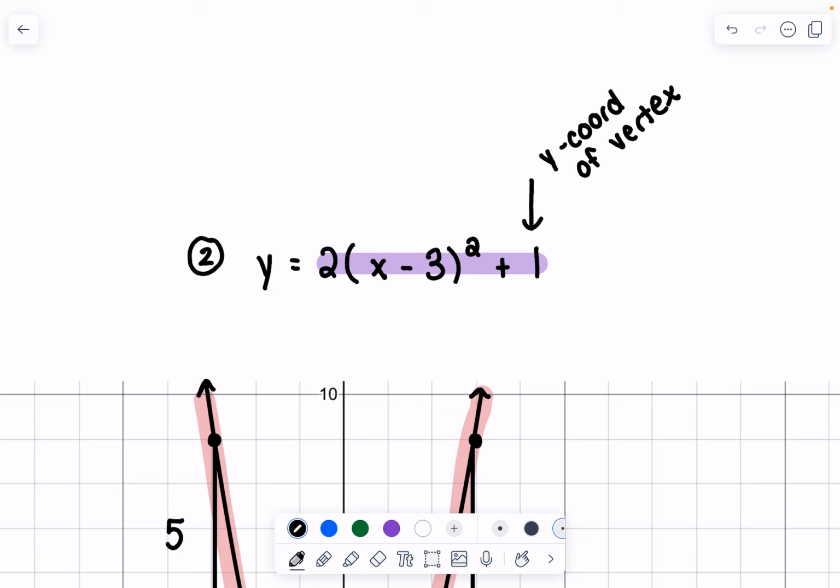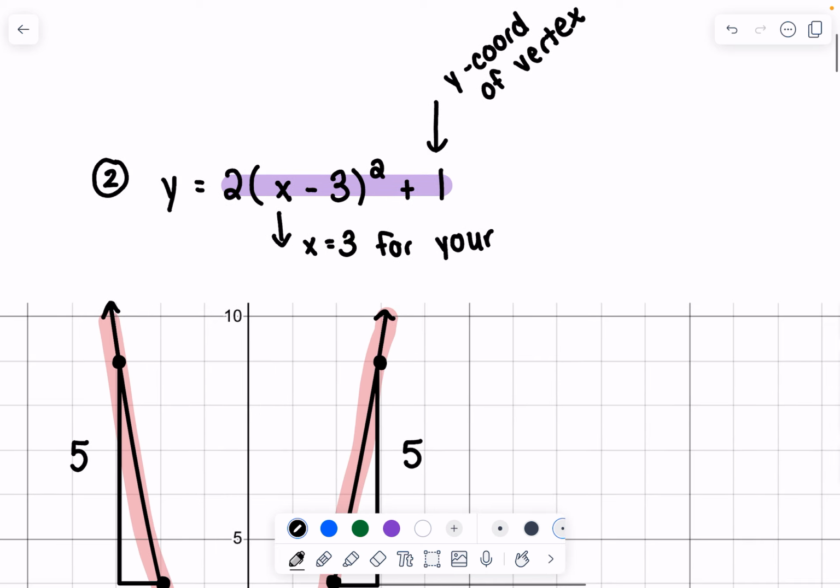So you're going to flip the sign on your bracket. And x equals 3 is your coordinate for your vertex. If it was, let's say, x plus 4, then negative 4 is your x coordinate on your vertex.